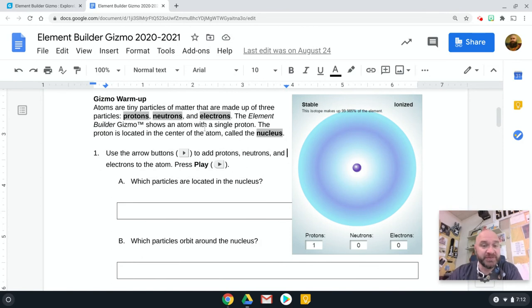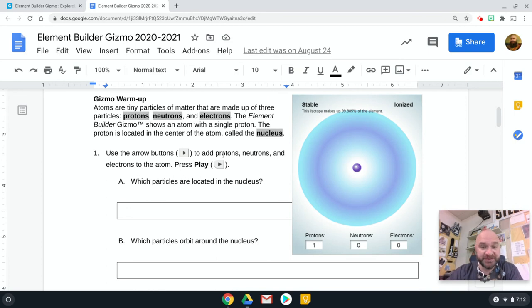The element builder gizmo shows an atom with a single proton. The proton is located in the center of the atom called the nucleus. And here's another highlighted bolded word, nucleus. And here they give you the explanation, in the center of the atom. So the center of the atom is the nucleus. Now the gizmos are going to begin by kind of walking you through some features and showing you some things. And you're supposed to kind of figure things out on your own.